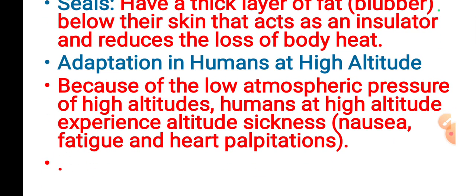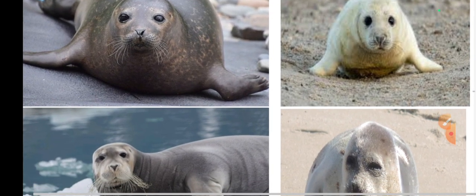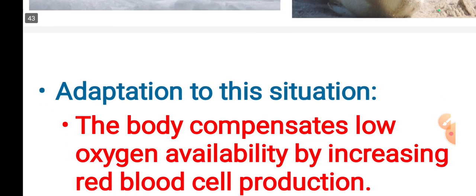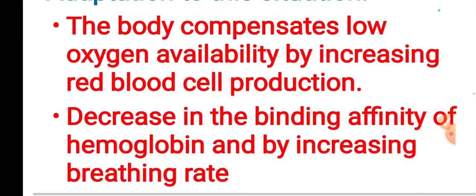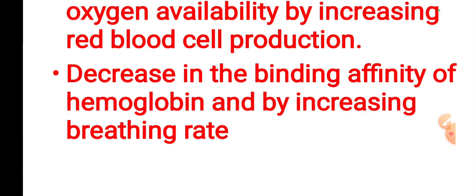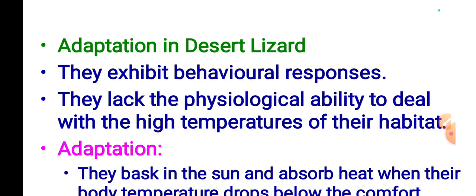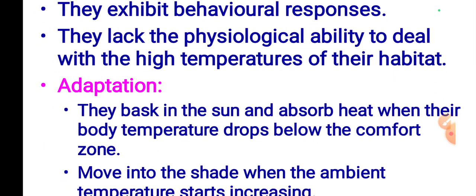Adaptation in humans at high altitude. Because of the low atmospheric pressure at high altitude, humans experience altitude sickness: nausea, fatigue, and heart palpitations. The body compensates for low oxygen availability by increasing red blood cell production, decreasing the binding affinity of hemoglobin, and by increasing breathing rate. Adaptation in desert lizards: they exhibit a behavioral response, as they lack the physiological ability to deal with the high temperatures of their habitat.